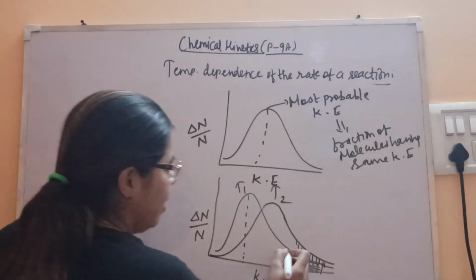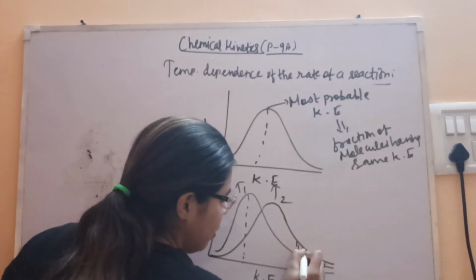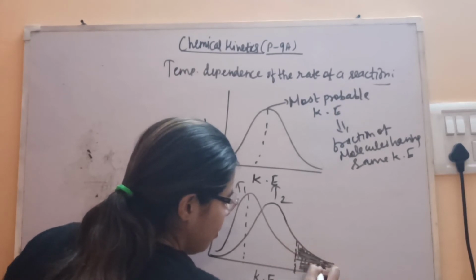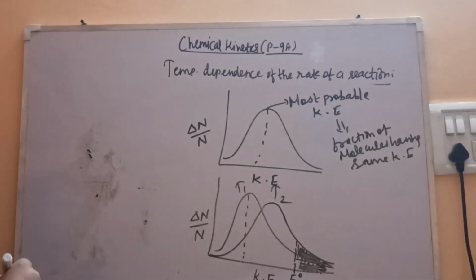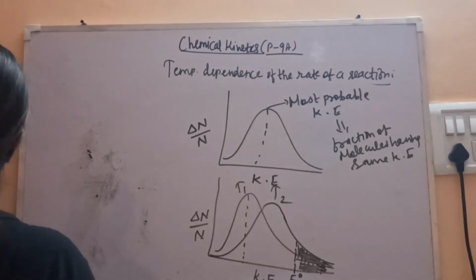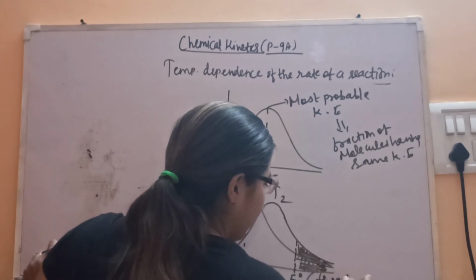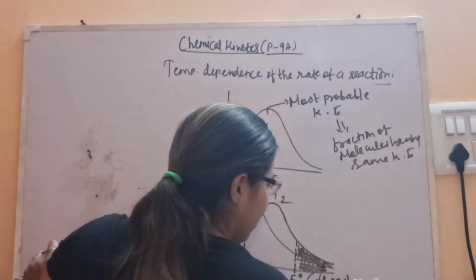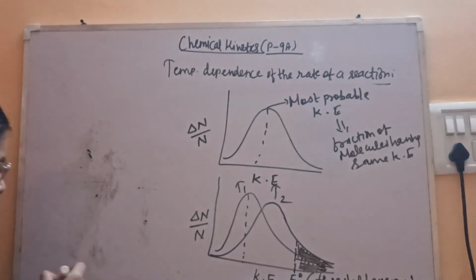Now let's say this particular energy is, this is also molecules. We'll discuss which are the molecules. Let's say this is E naught. Fine, we'll discuss now E naught. E naught is here the threshold energy. This is the threshold energy.